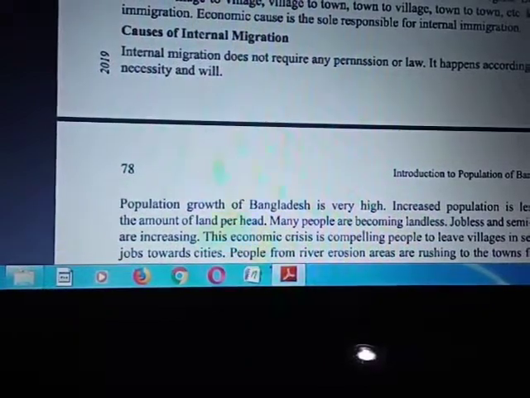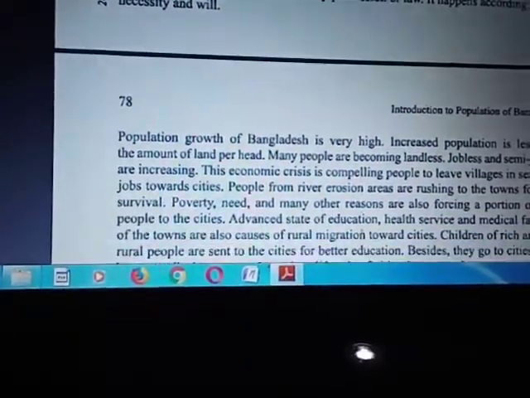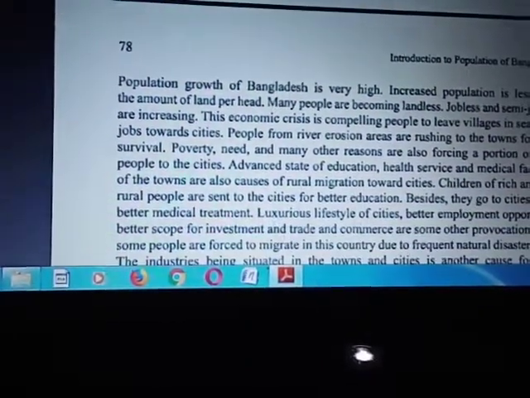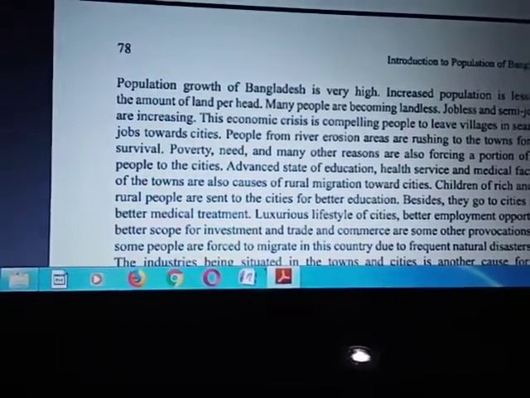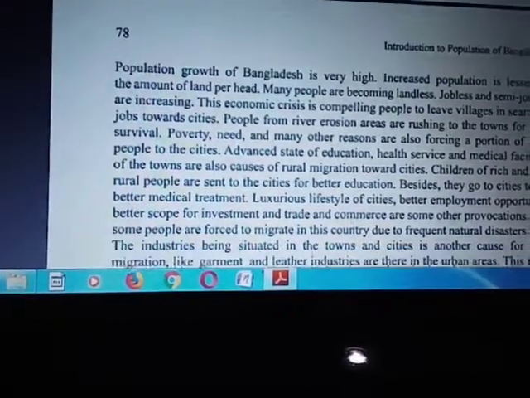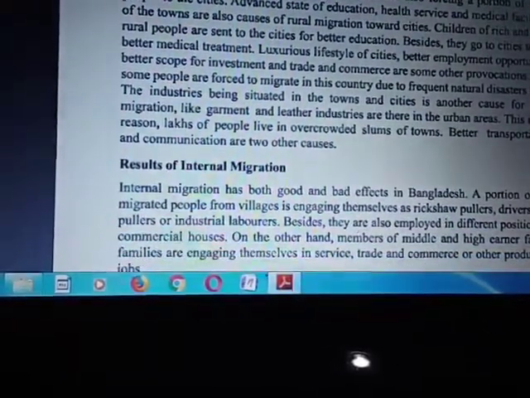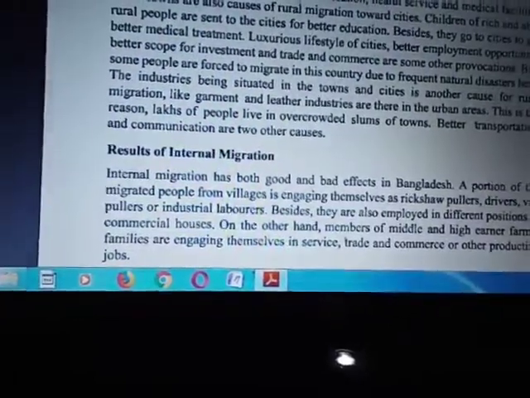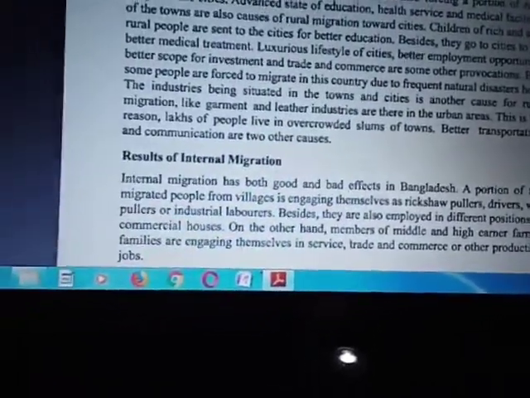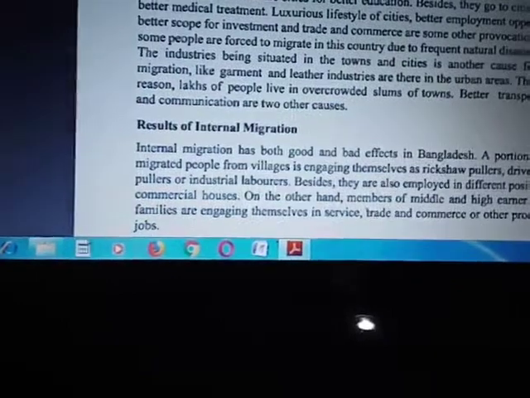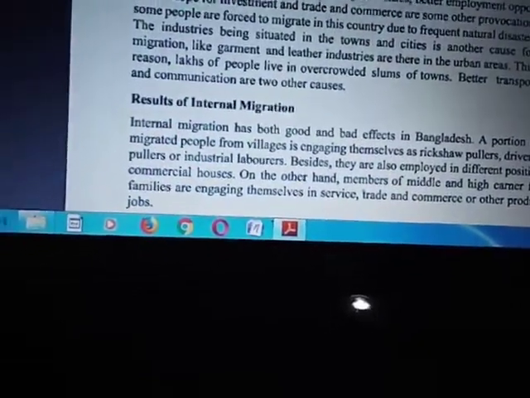Economic causes are mainly responsible for internal migration. Internal migration does not record causes of internal migration. It happens according to necessity and will. Population growth of Bangladesh is very high. Increased population is lessening the amount of land per head. Many people are becoming landless, and jobless and semi-jobless people are increasing.